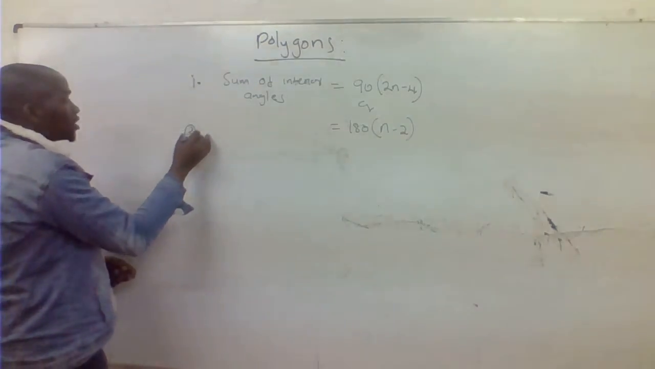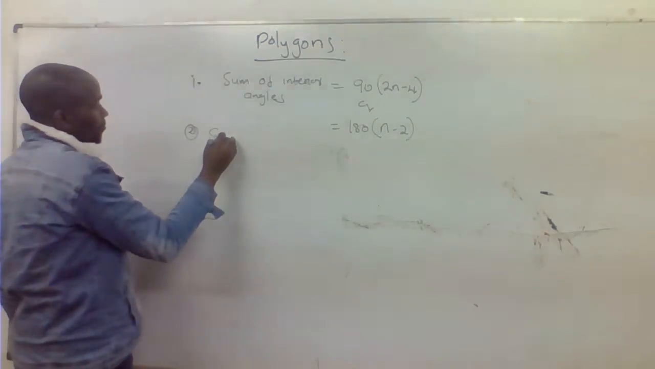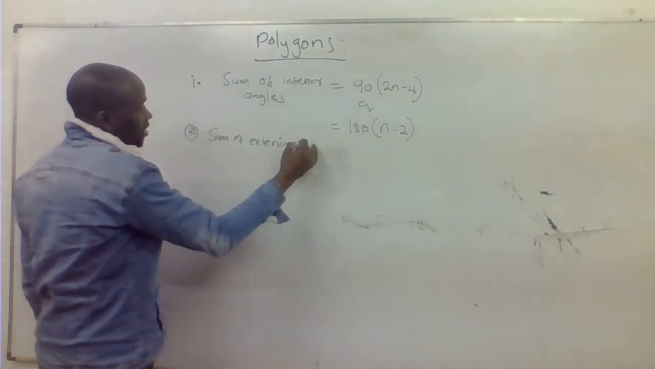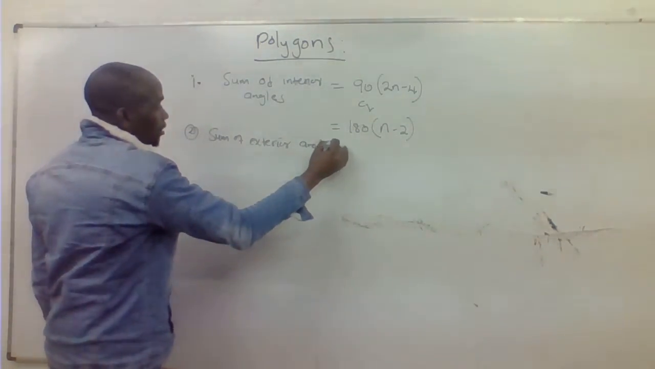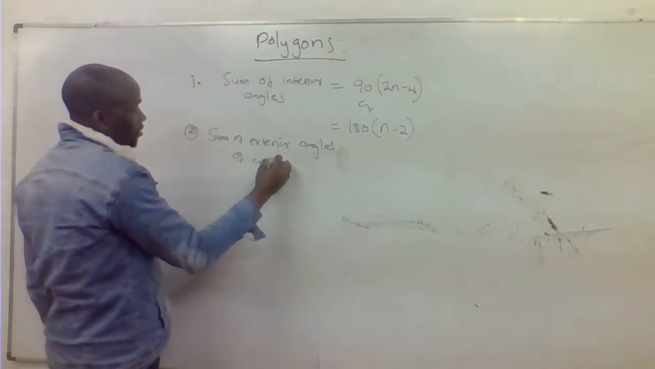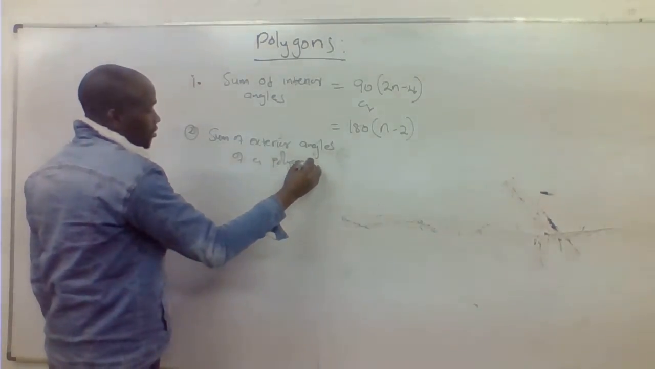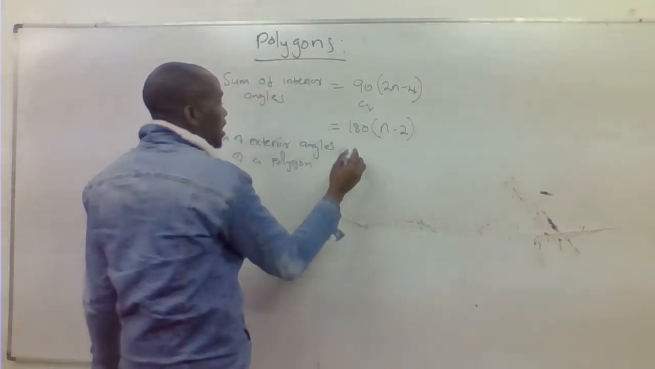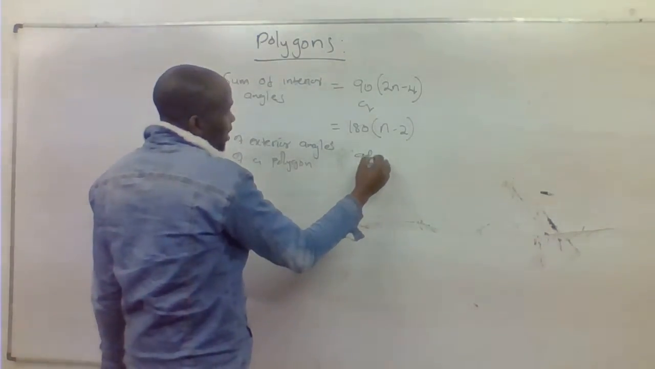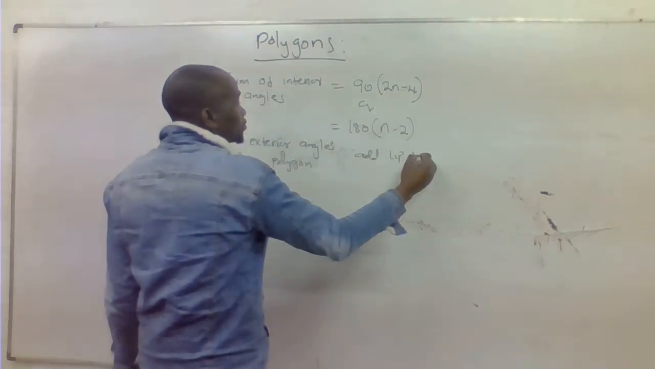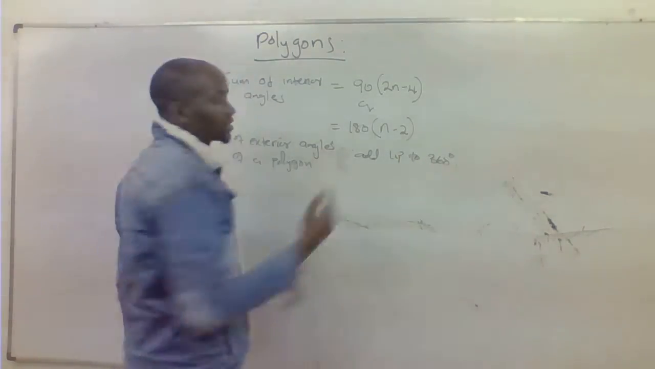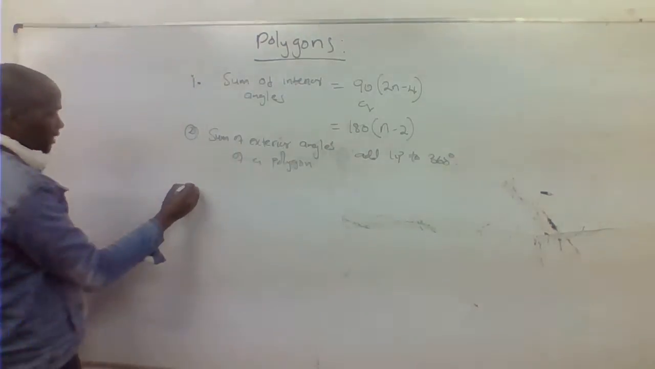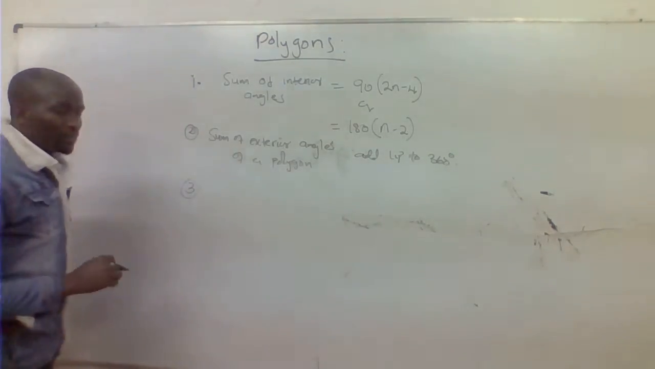Concept number 2, you need to remember that the sum of exterior angles of a polygon add up to 360 degrees. That is point number 2. Point number 3.